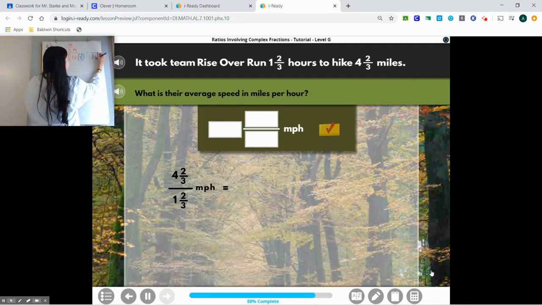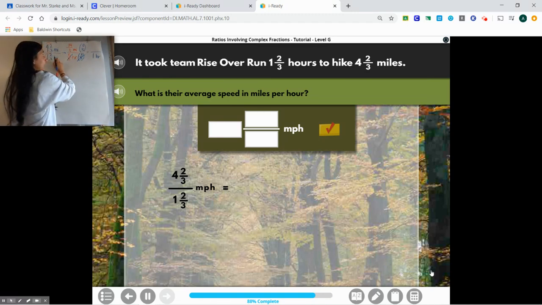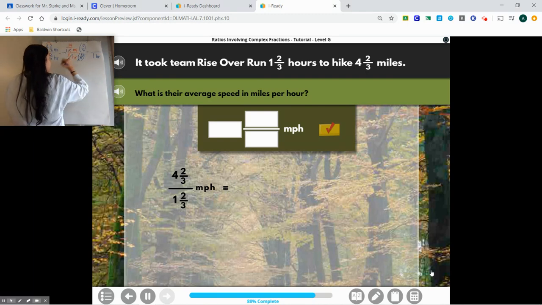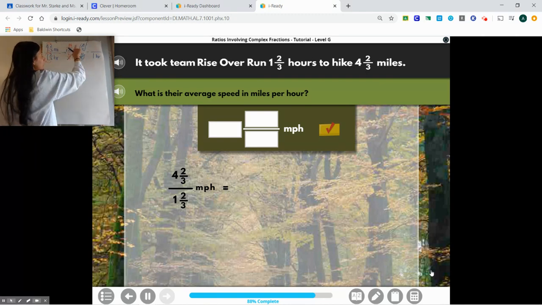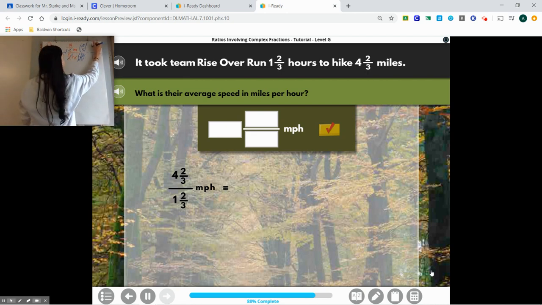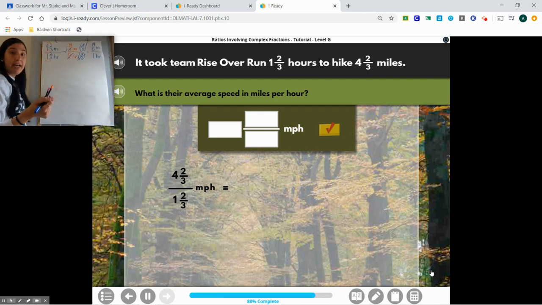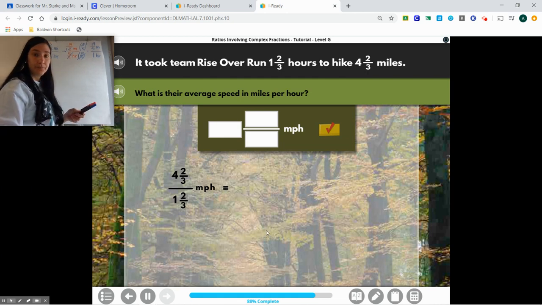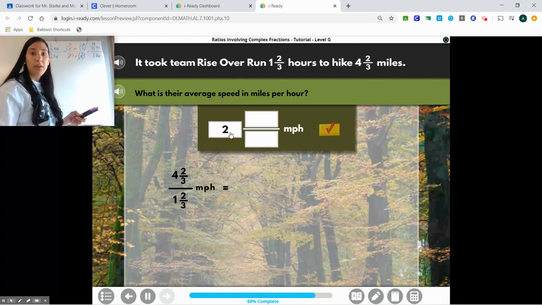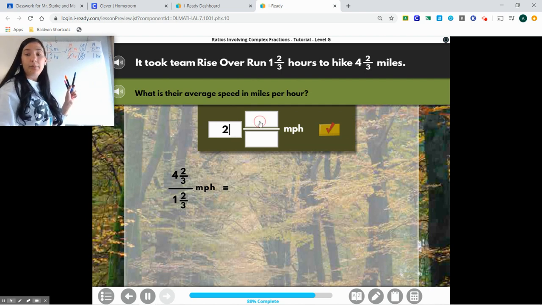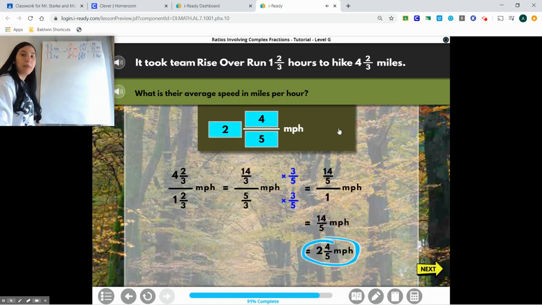That will give us a 1 in our denominator. We need to multiply the numerator by 3/5. Let's cross-reduce first. 3 will simplify to 1. 3 will simplify to 1. 14 and 5 cannot reduce, so we're going to have 14/5 miles per hour. Now we have to turn 14/5 back into a mixed number. Think to yourself, 5 goes into 14 2 times, so our whole number will be 2. And 5 times 2 is 10, so we will have 4/5 left over. So 2 4/5. Bam.